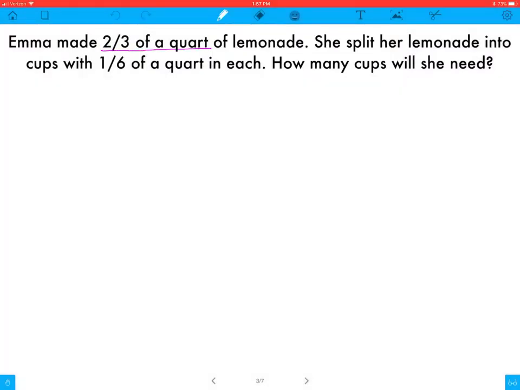So Emma made 2/3 of a quart of lemonade. She split her lemonade into cups with 1/6 of a quart in each. How many cups will she need? Ooh, you know what? This problem definitely has a word that tells me, ding ding ding, it's division. Anybody have a guess? Okay, well, it's not lemonade, but it's going to be the word split. She split this 2/3 into cups that each hold 1/6 of a quart.